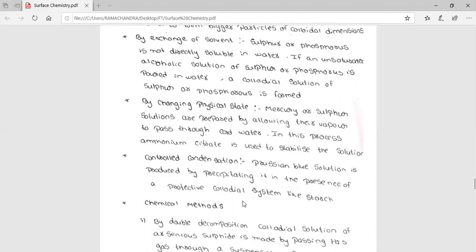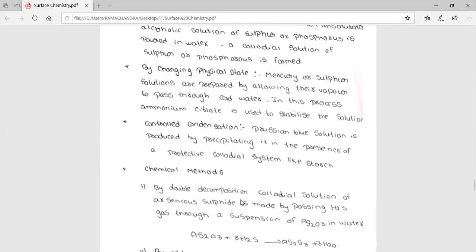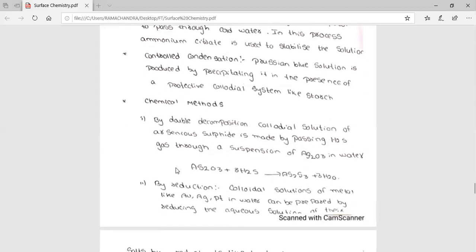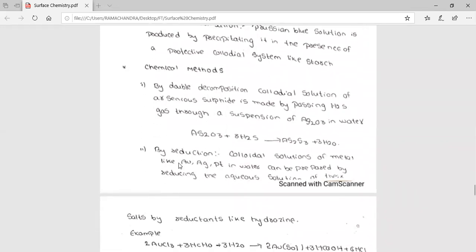So let's see some of the chemical methods used for the formation of bigger particles of colloidal dimensions. What are they? First, decomposition: a colloidal solution of arsenious sulfide is made by passing hydrogen sulfide gas through a suspension of arsenious trioxide in water. Arsenious trioxide reacts with hydrogen sulfide, which gives arsenious sulfide and water.